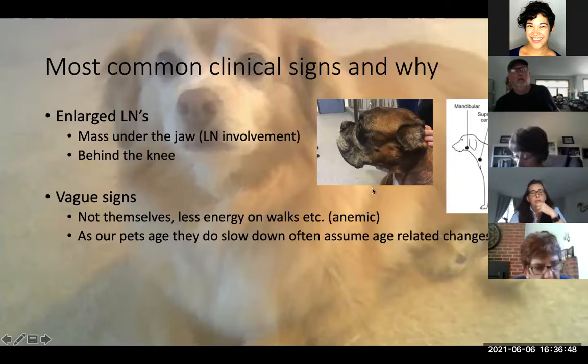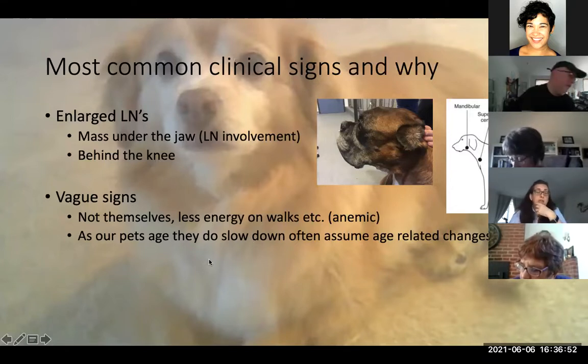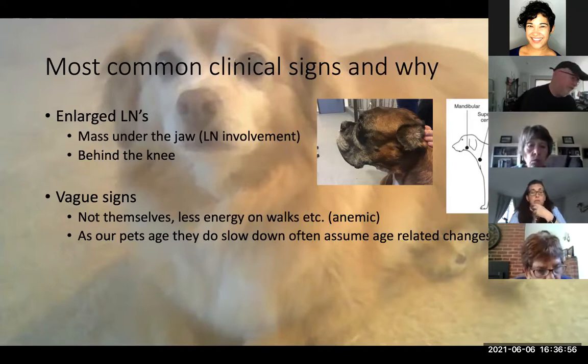And often the owners say, well, I've noticed the mass, but he's maybe a little less energetic. As I said before, maybe that could be because of anemia. But we really thought that he was slowing down because he's a little bit older. He's 10 now, so we didn't expect him to be running up and down the beach. So it really can be quite vague.